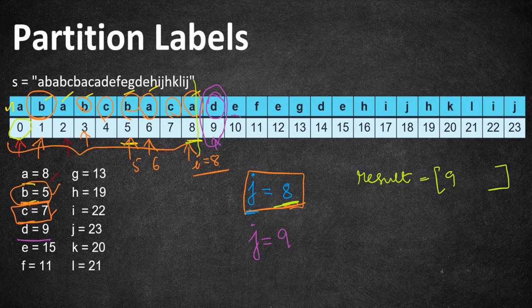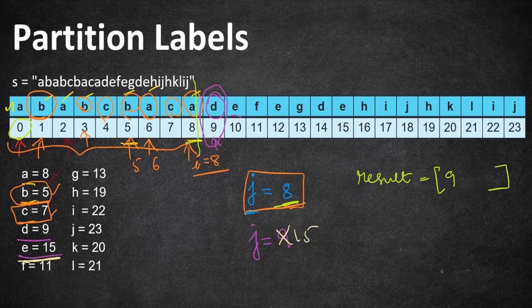So our E is at position 10. So we are going to check if its last occurrence is going beyond 9. So its last occurrence is at 15. So it's time to update our J to 9. Sorry, to 15. So with E's last position, J is equal to 15 now.